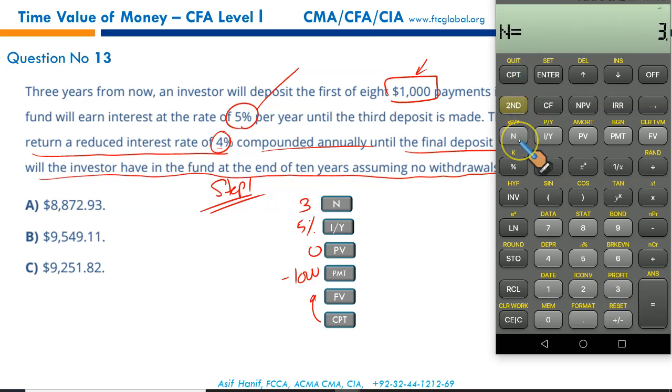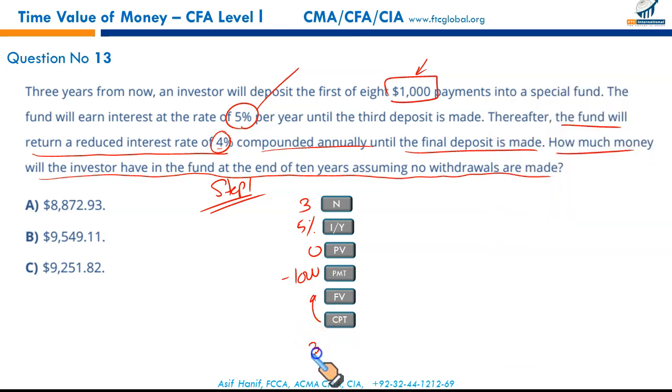3 is N, 5%, present value 0, payments that are being made 1,000, that's PMT. You need to calculate the future value, that is 3152. This 3152 is now being invested as the present value. This will be again invested. This is step 2 now.